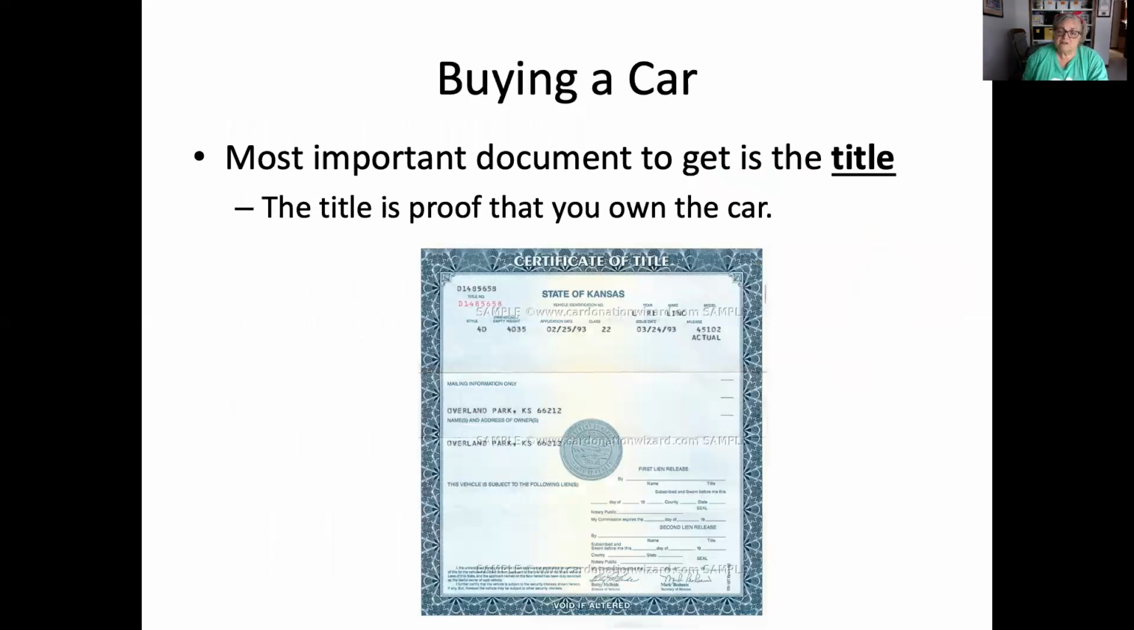So here's what a certificate of title looks like in Kansas, and it is proof that you own the car. It tells you the kind of car. It tells you the date the car was purchased. It tells you the mileage on the car. And then it says where you bought it and the prior owner.